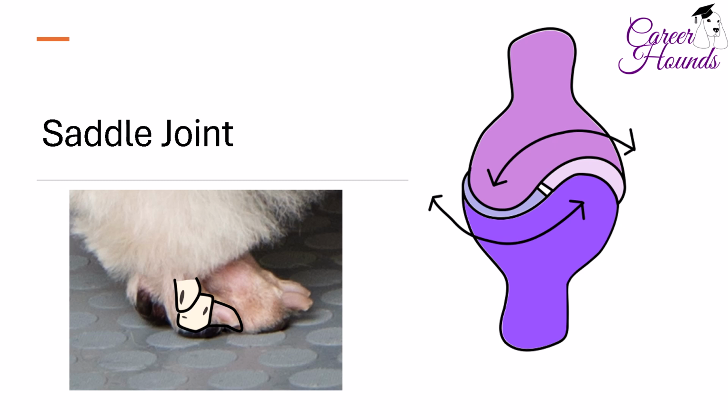Dogs have one primary saddle joint, which is the interphalangeal joint in the toes. While not a true saddle joint like in humans, some of the small joints in a dog's toes have a similar structure, allowing for precise movement for gripping and stability.